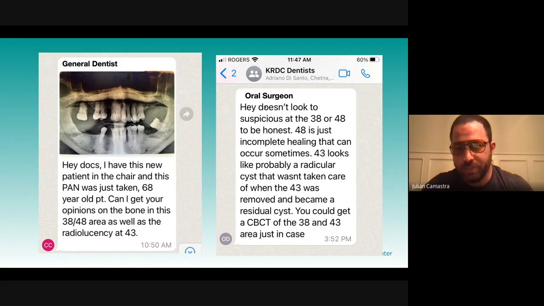And the oral surgeon, the one who does the wisdom teeth extractions, said, "It doesn't look suspicious. It's just incomplete healing that can occur sometimes. And the canine looks like a cyst, yada, yada, yada." So this is funny because he correctly recognized this is incomplete healing, which is exactly what we're talking about here, but that it's not a problem.